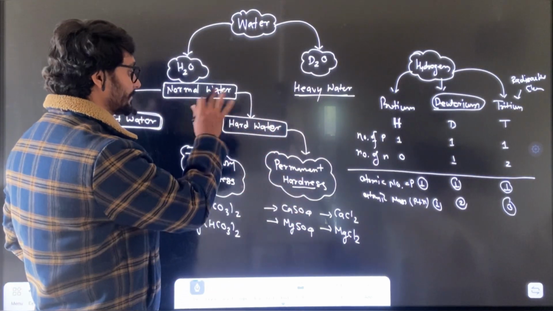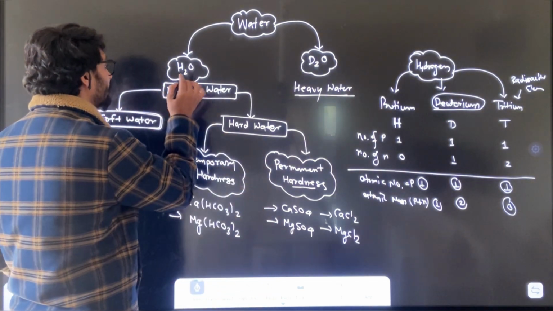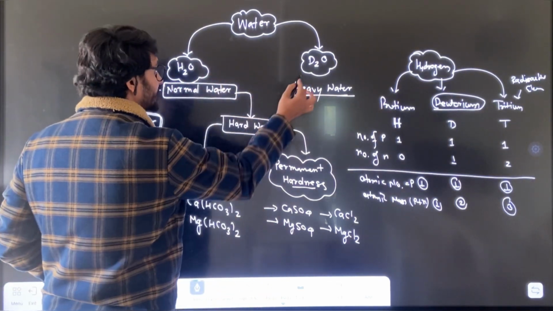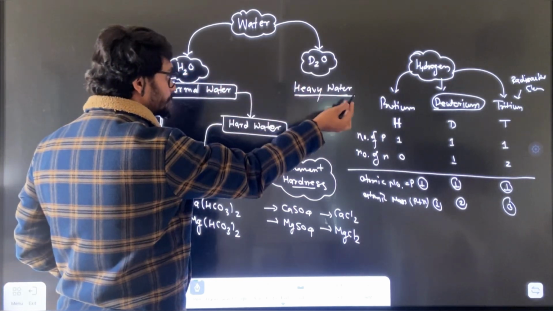So this is basically the classification of water on the basis of chemical composition. We can classify water into two types, H2O and D2O. D2O is basically made with an isotope of hydrogen, which is known as deuterium, right?